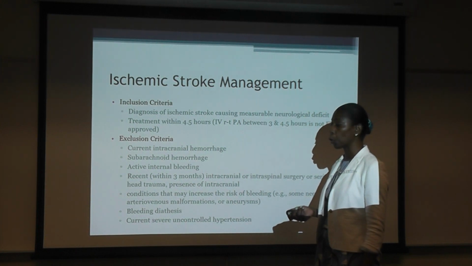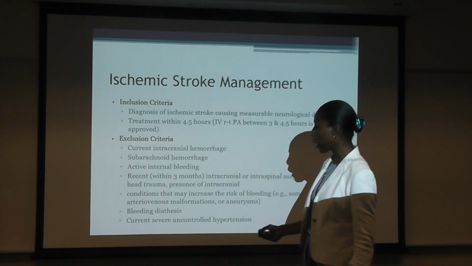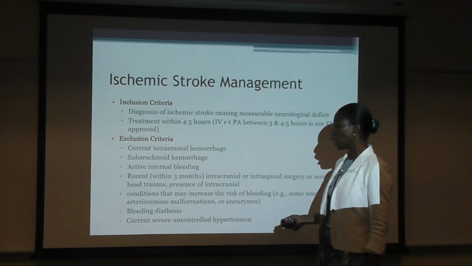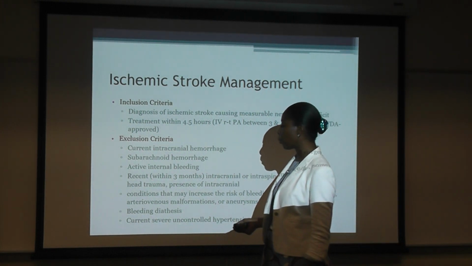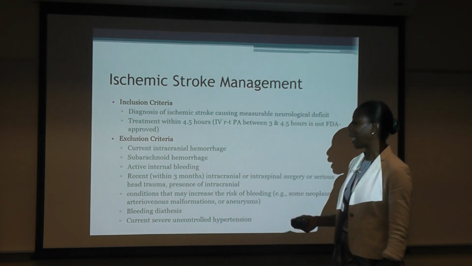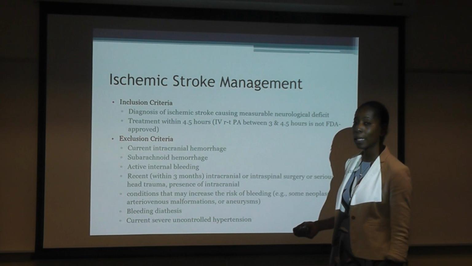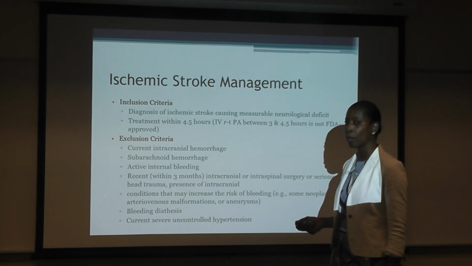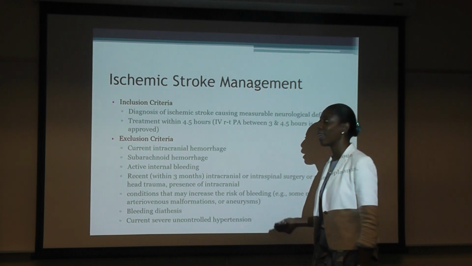Current severe uncontrolled hypertension. The threshold here is 185 over 110, okay. If you've had a patient come in with a blood pressure of 200 over 120 and they're supposed to get TPA, you want to bring that down to less than 185 over 110.